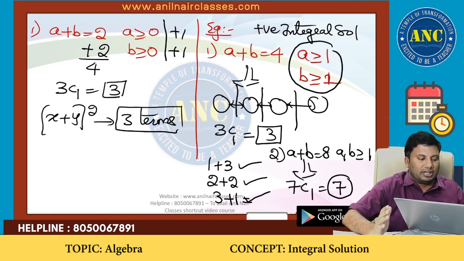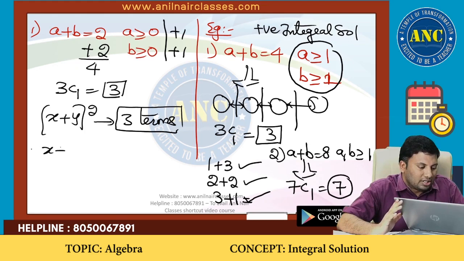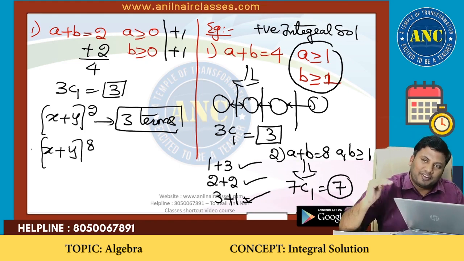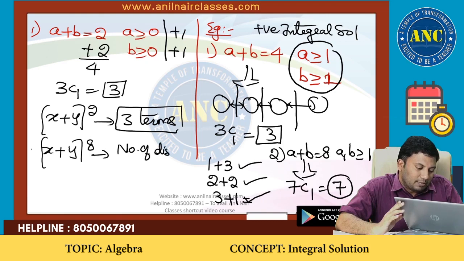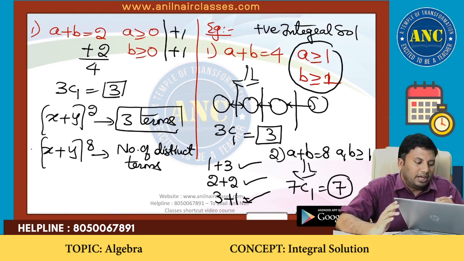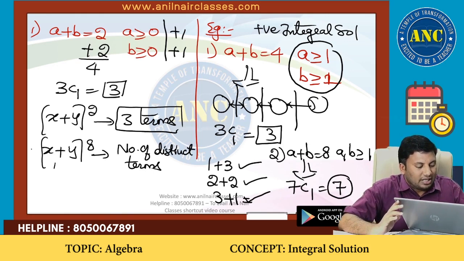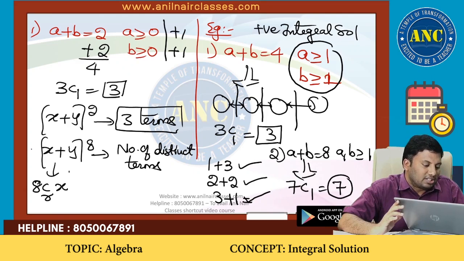Suppose the question is (x plus y) power 8, from basics to advanced level. (x plus y) power 8. How many distinct terms are present in this expansion? How many distinct terms are present in this expansion? These are nothing but 8Cr, x power p, y power q.